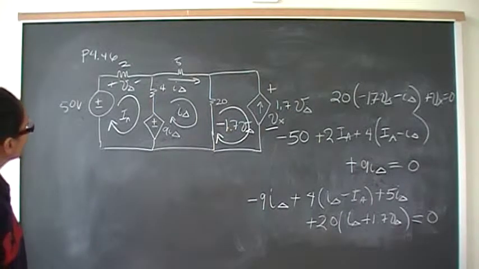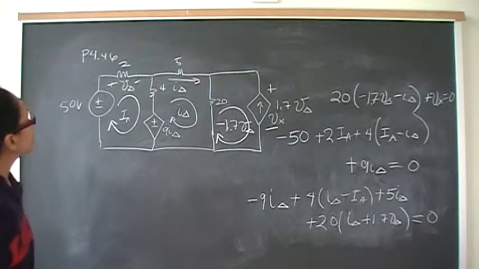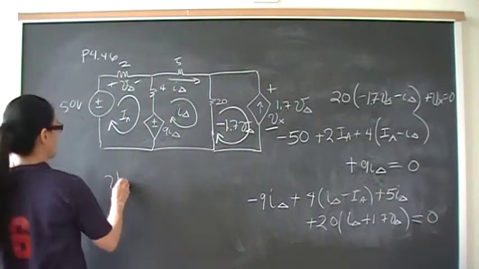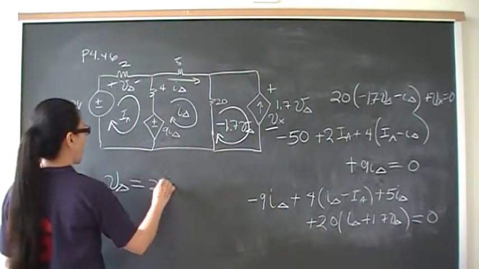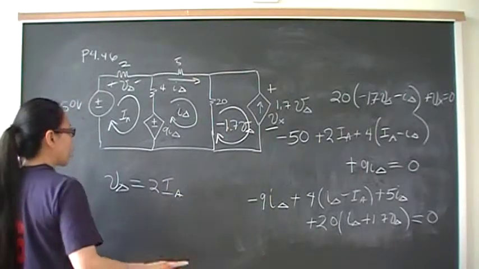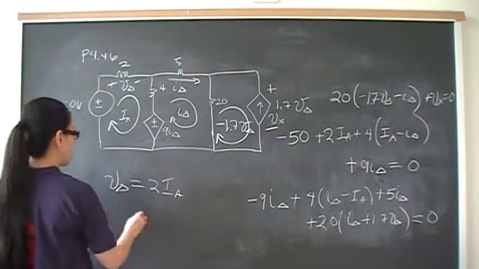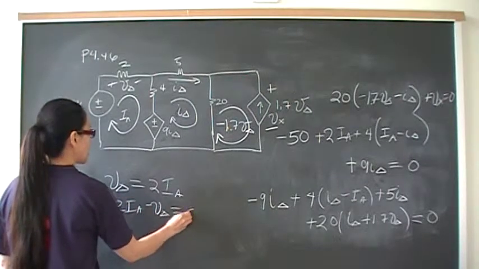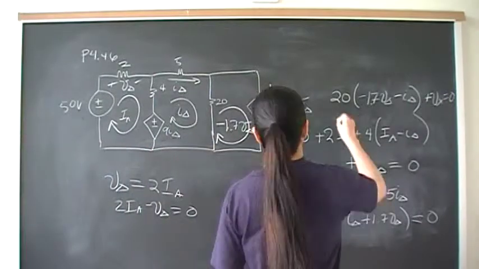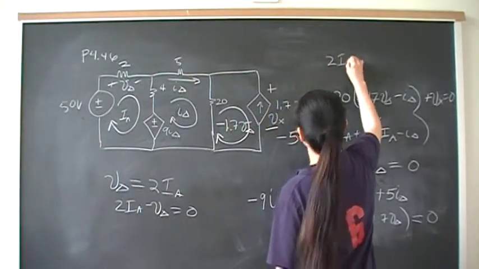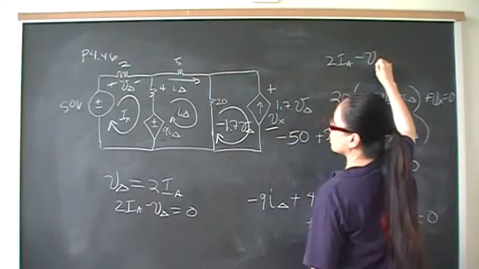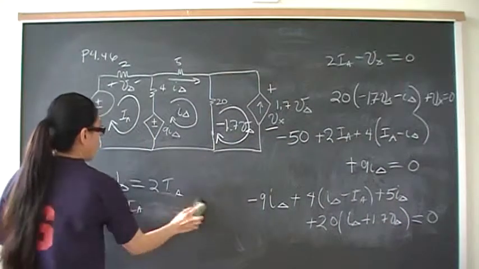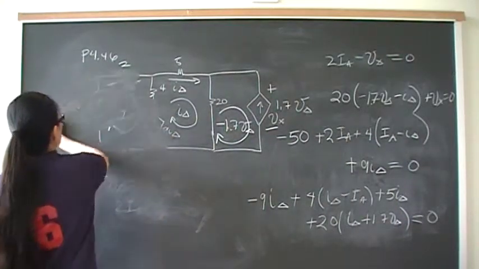V is equal to IR. So V delta is equal to 2 times IA. So our 4th equation is going to be V delta is equal to 2IA. We want everything on one side for the sake of constructing a matrix. So we're going to put the V delta there, and we're going to go 2IA minus V delta is equal to 0. That's going to be our 4th equation. Let's put it here: 2IA minus V delta is equal to 0. Okay, so now we have 4 equations and 4 unknowns, and we can solve this problem.